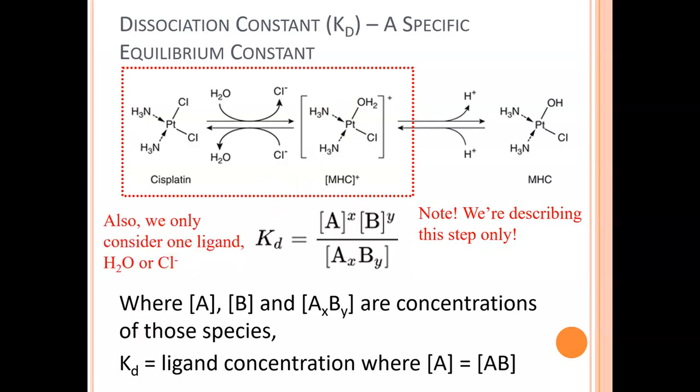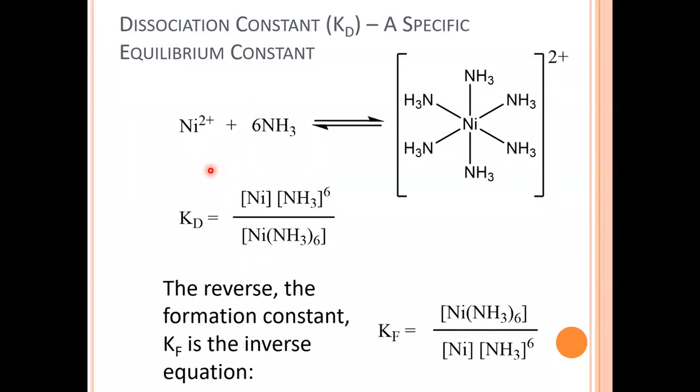Right, so we're only going to consider one ligand because this is an equilibrium at the end of the day. Here we have water attaching, so water becomes the ligand. But if we go this way, we have chloride attaching, and thus chloride becomes the ligand. We're only going to consider one ligand, either water or chloride, depending on what we're talking about. So dissociation constant, here we have another example, I guess.